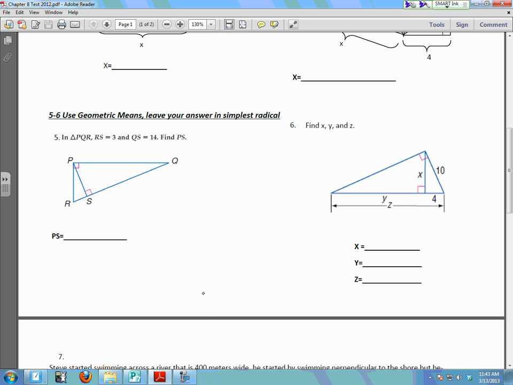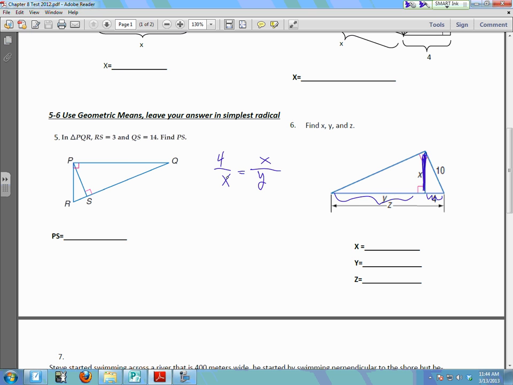This next question, still working with geometric means. I'm going to try to find x first. X is the altitude, so it's going to be the geometric mean between the two parts of the hypotenuse. Well, one part of the hypotenuse is 4, and the other part of the hypotenuse is y. Now, when I multiply, I come up with a problem here because I get two variables. So using the altitude as the geometric mean, though eventually it's going to be useful, right now it's not useful because I get two variables.